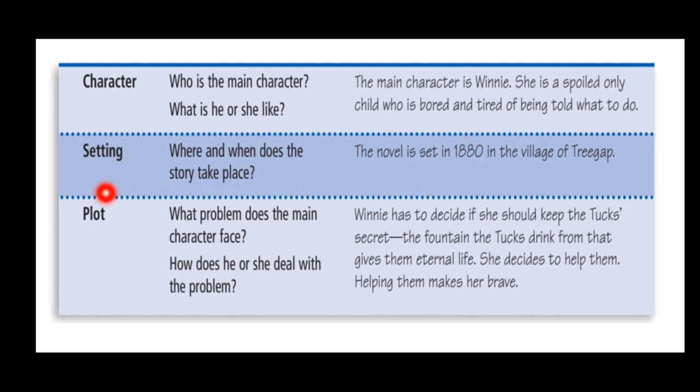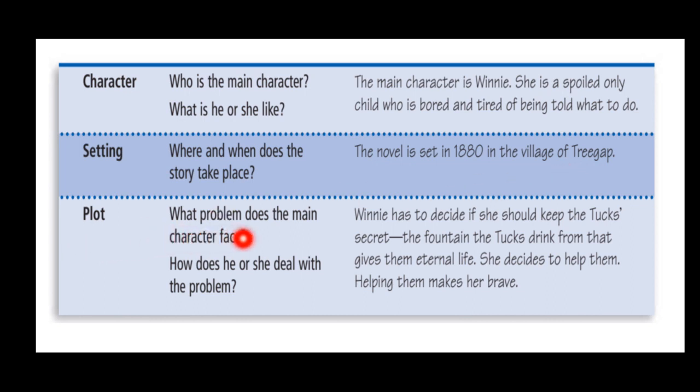You have to tell your audience the setting, like where and when the story takes place. Tell your audience the novel is set in 1880 in the village of Treegap. So this is the place, right? Village of Treegap. And this is the time, 1880. You see that your audience may take interest because they are going to 1880, the 19th century, and to a village they have never gone to. So it's important to tell them the time and place of the story.